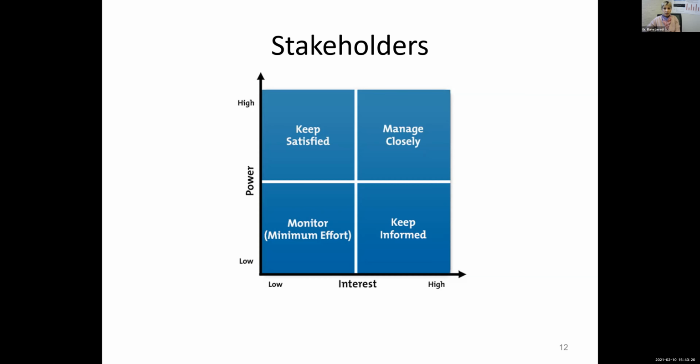So low interest, high power, this is an executive. They don't care about what you're doing, but they can make or break the project. They decide about money. They decide about allocations. They decide about facilities or human resources. They have a lot of power, but they don't care about your project as much.